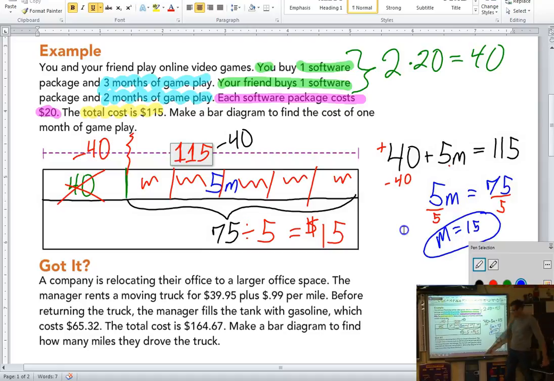Any questions on what we did? You do not have to use a diagram. I will not make you do this on the test. This is just another option for how we can solve math problems. Draw a picture with it, and then manipulate the picture until you get what you want. If you can't win the game, change the rules. Any questions?